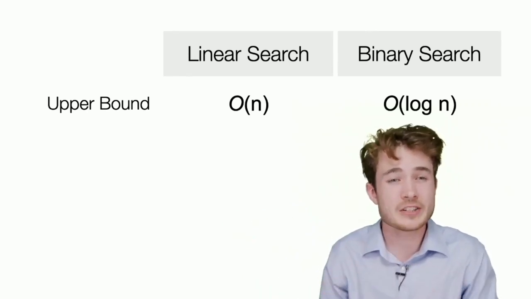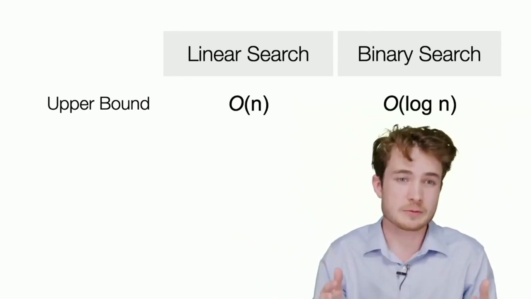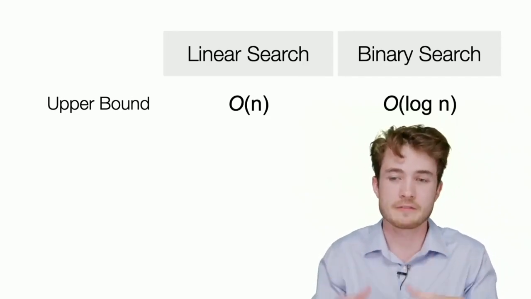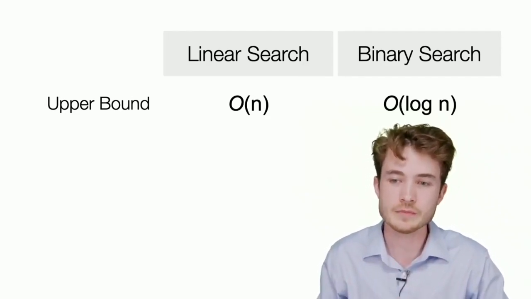And so binary search doesn't take n steps, 1 for every element. It only takes log n steps, dividing in half and in half and in half again.